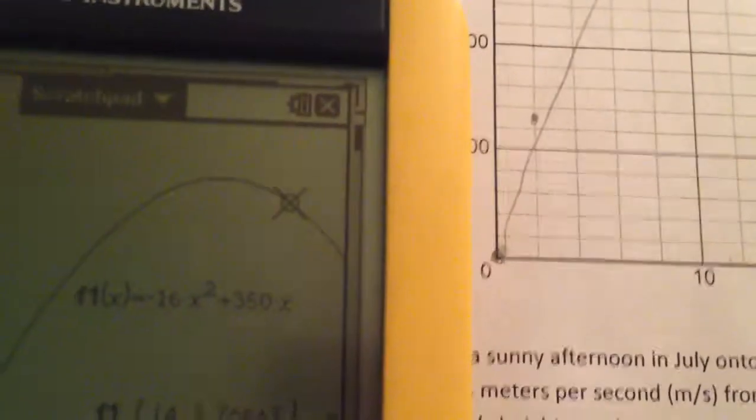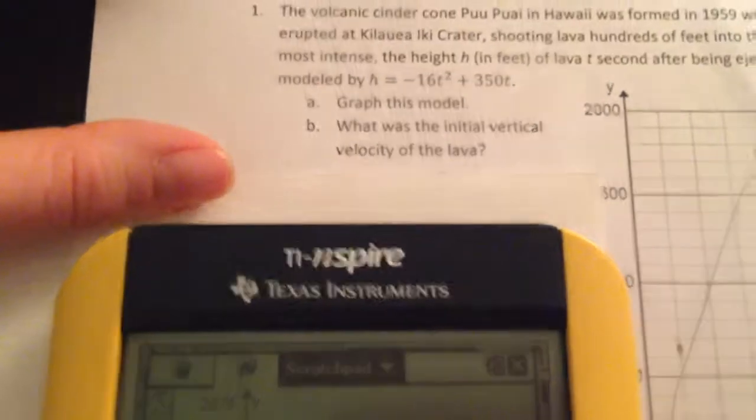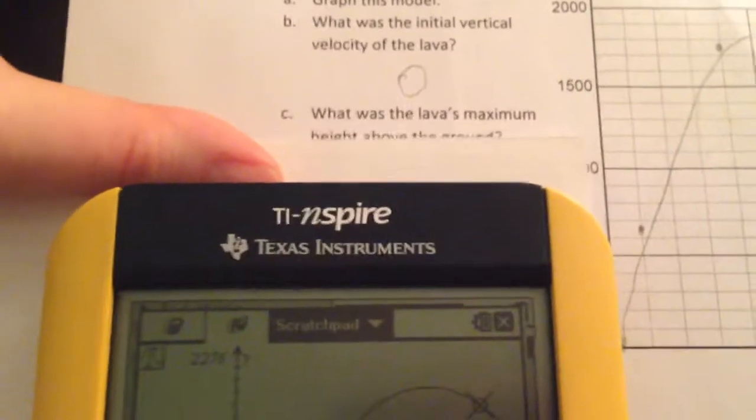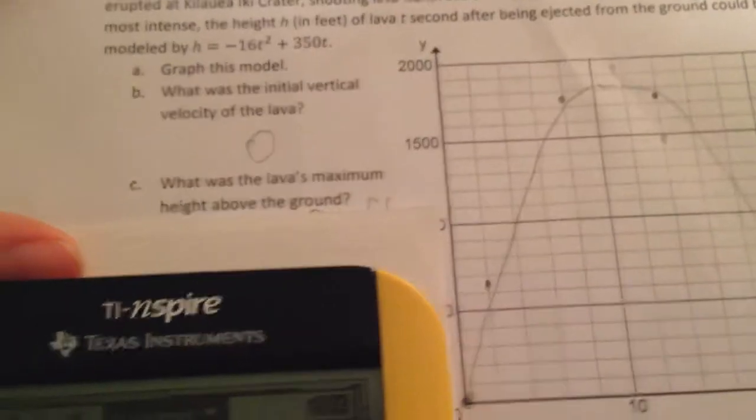But we're still missing a couple important pieces of information. Question B says, what was the initial vertical velocity of the lava? We can see initially it was at 0. And what was the lava's maximum height above the ground? So we still don't have a good maximum yet.